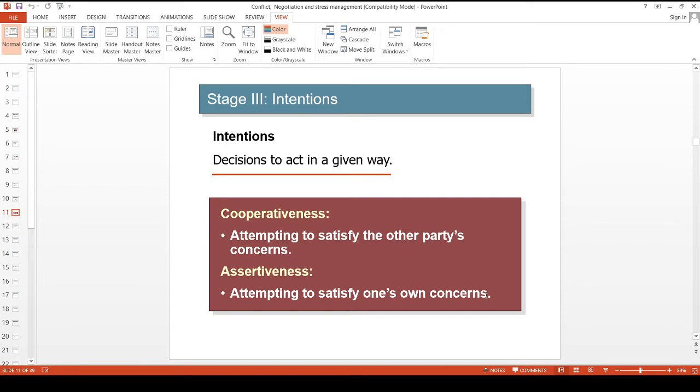Cooperativeness leads to attempting to satisfy the other party's concerns. In this case, we always attempt to satisfy the opposing party's concerns. And the other one is assertiveness. It attempts to satisfy one's own concerns. So both of these approaches can be used by managers. They have both of these intentions. In case of cooperativeness, they will try to satisfy the other party's concerns. And if they are more assertive in nature, then they will try to satisfy their own concerns first.